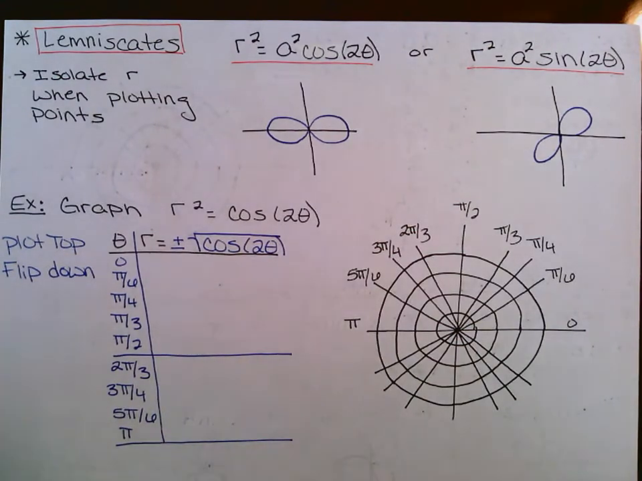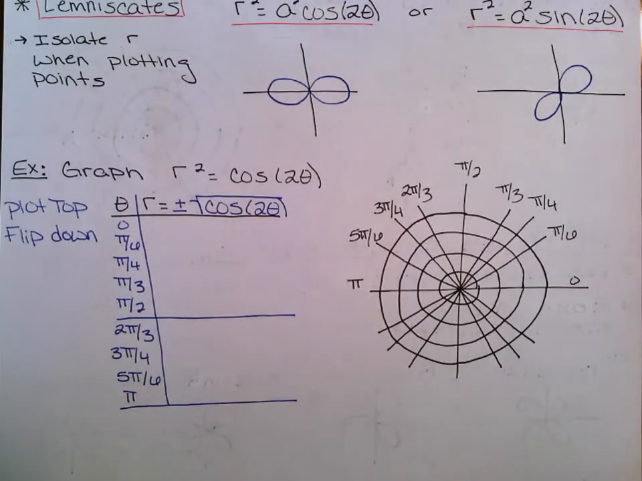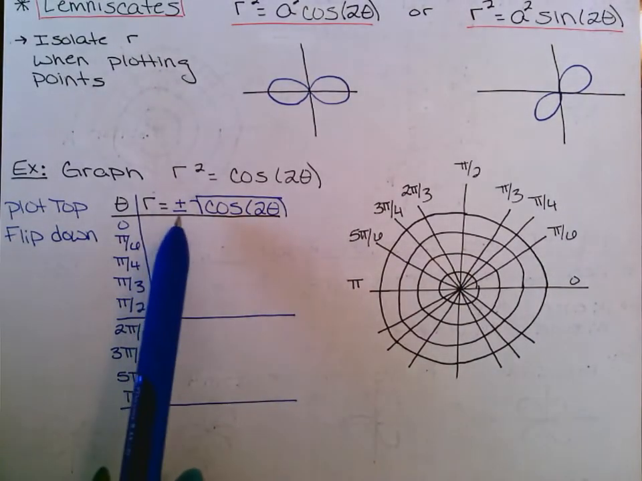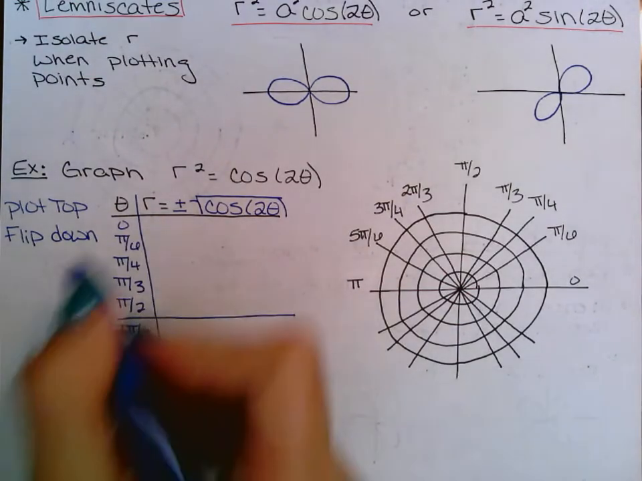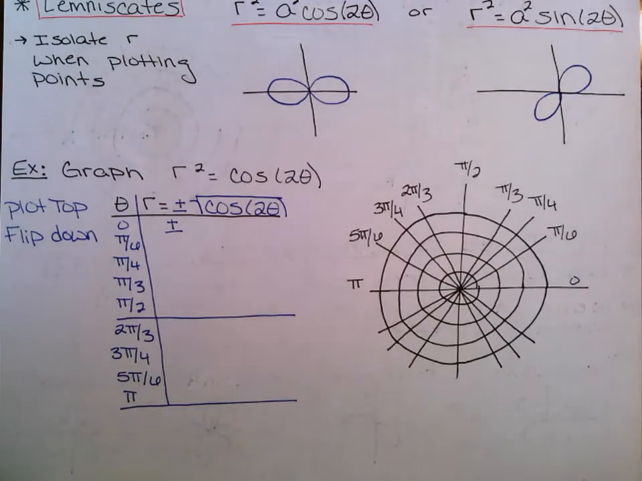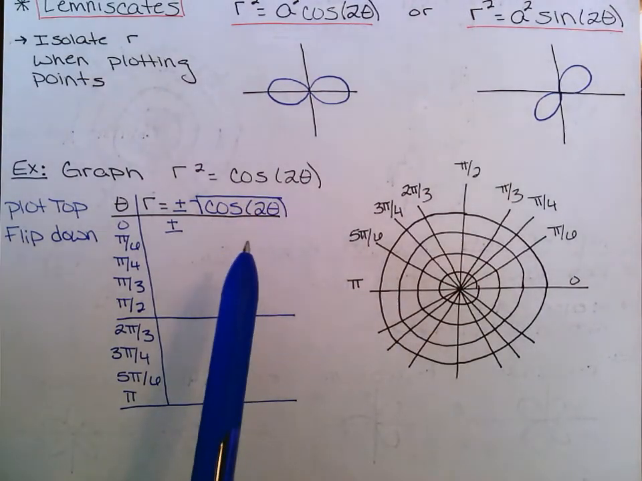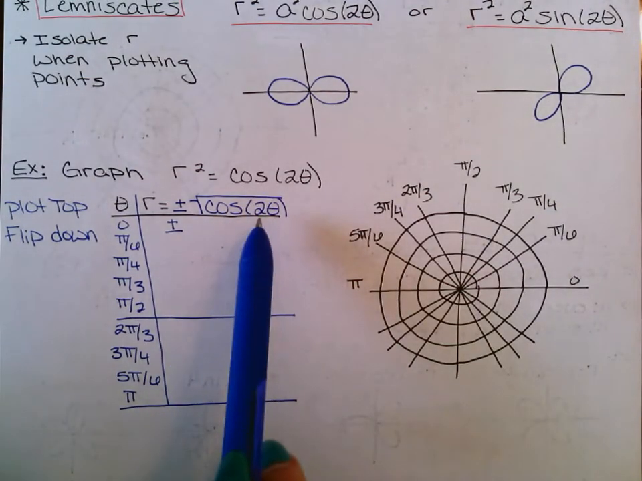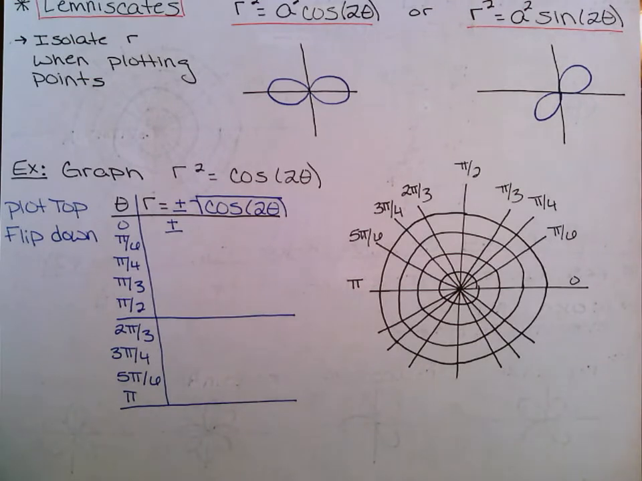Okay, so now let's take a minute and plug these into our calculator. You don't have to put the plus or minus in your calculator. You can go ahead and just start writing that on each of them as you go. Just make sure that you put the square root of the cosine and then in parentheses 2 times your theta. Take a moment and plug that in your calculator.